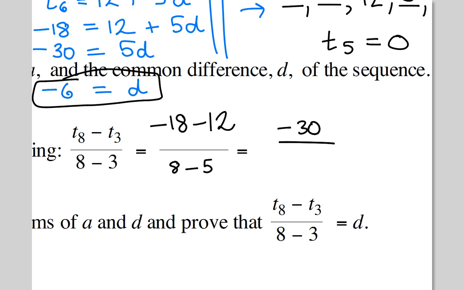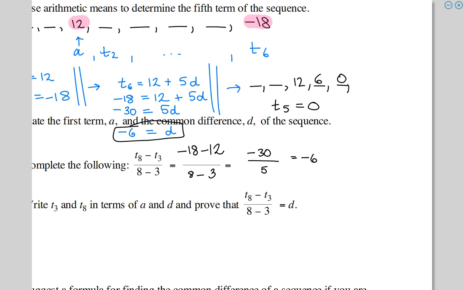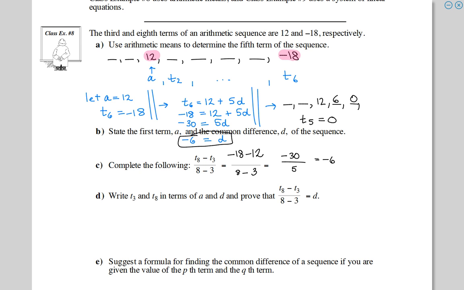Oh, I put a 5 there for some reason. Losing my mind. That's a 3. Typo. So 30 over 5, negative 6. So it's the exact same determination. You still get a d value of negative 6. So it's just another way.